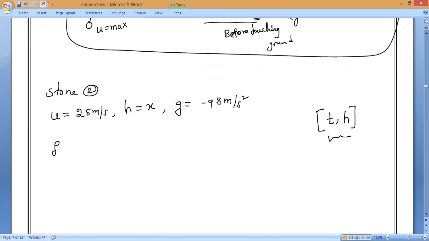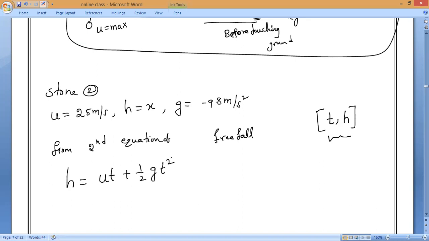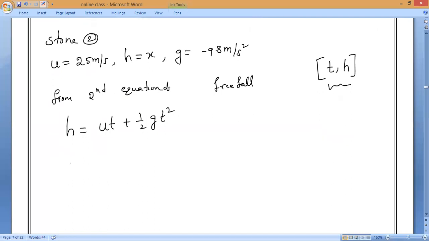So again, from the second equation of free fall. What is the second equation? H is equal to ut plus half gt square. Now H is equal to x. Initial velocity is 25, into t, plus half into the g value. How much, guys? Minus 9.8, into t square.